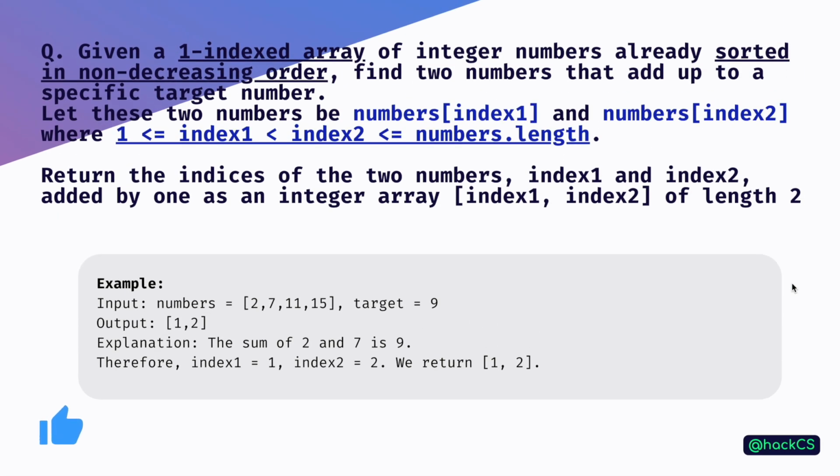Let's read this question. We are given a 1-indexed array of integer numbers which is sorted in non-descending order. We need to find two numbers that add up to a specific target number. They have given a specific condition that index1 is less than index2, which is less than or equal to the length of numbers. We have been given an example where our input array is 2, 7, 11, 15 and the target is 9. You can pause the video and read the question.